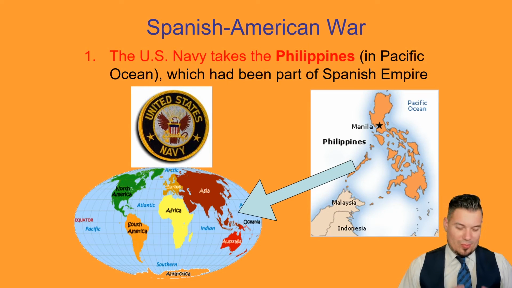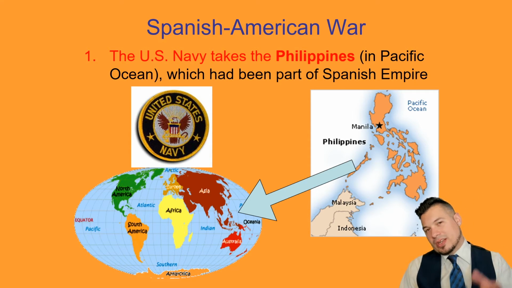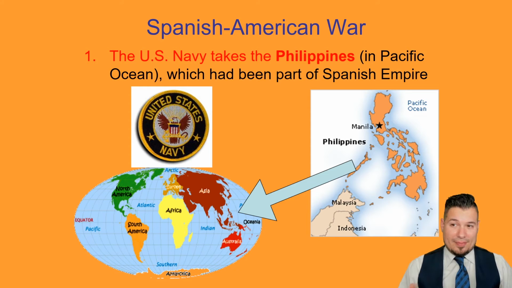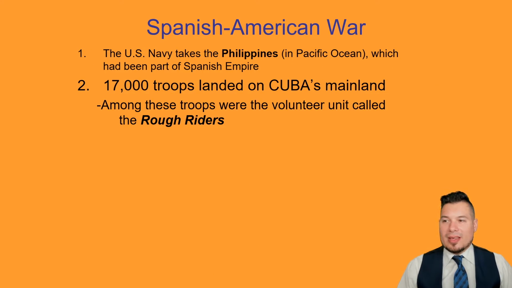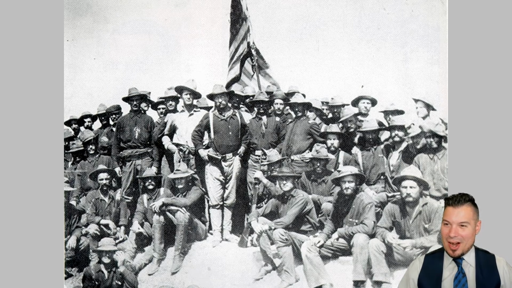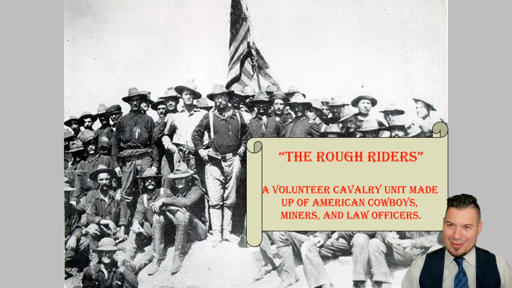And so when this war begins, we have a couple different campaigns that go down. First, the U.S. Navy goes to the Pacific and takes over the Philippines, which had been part of the Spanish Empire. So we do go ahead and we take over the Philippines out in the Pacific. In Cuba, we have 17,000 troops land on Cuba's mainland. Among these were a volunteer unit called the Rough Riders. There they are. Oh, look at this, somewhat familiar in there.